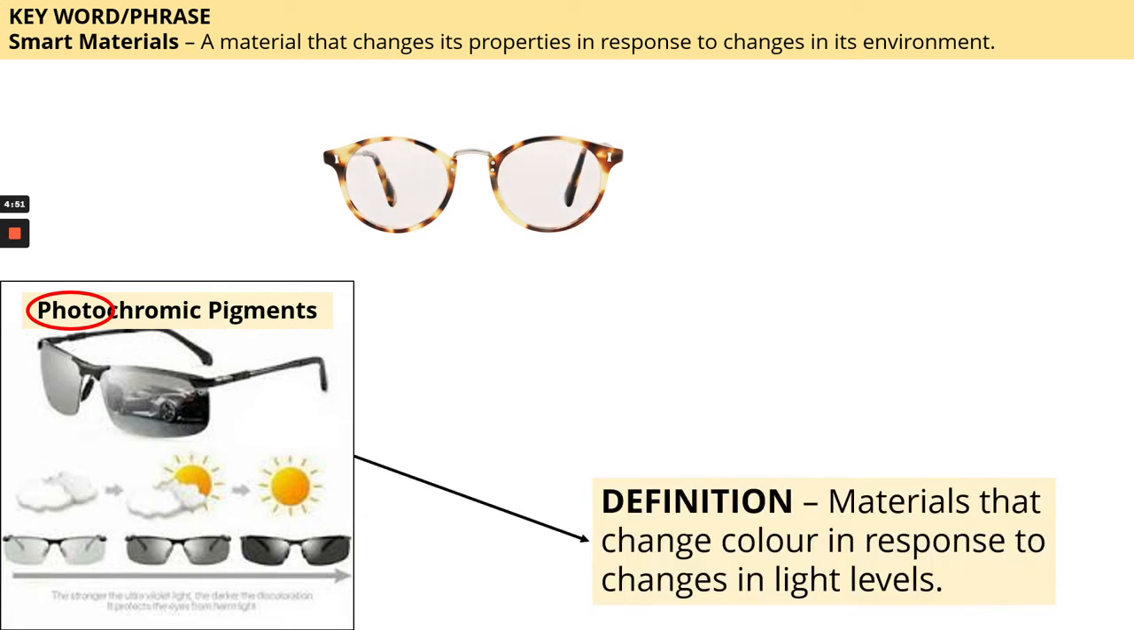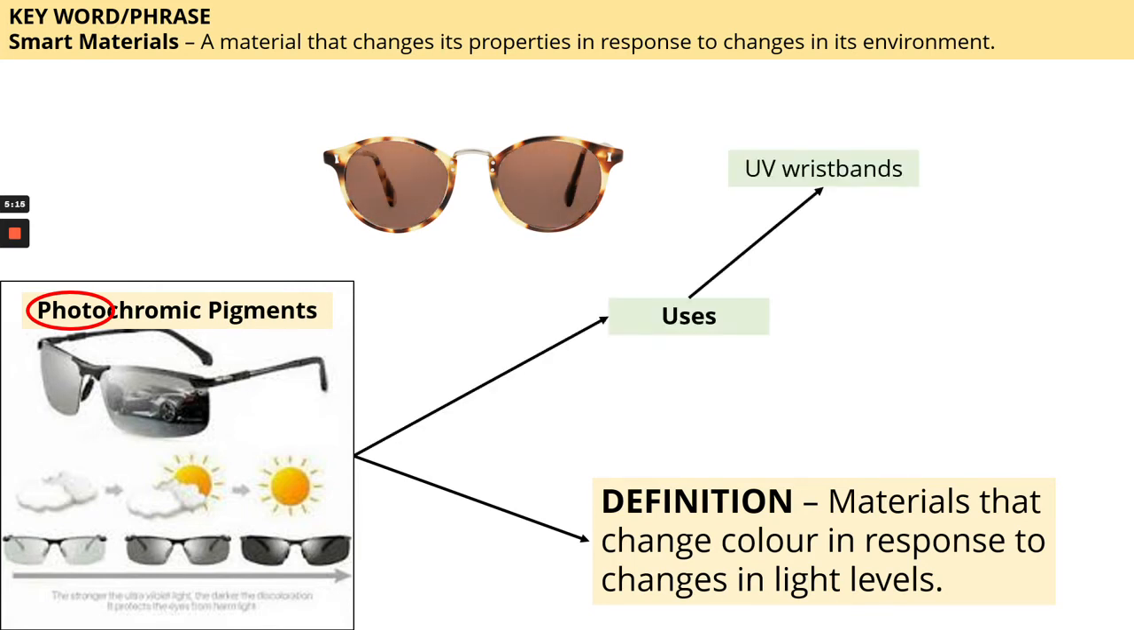So the definition for photochromic pigments is that they are materials that change colour in response to changes in light levels. So the lighter it is, the darker the pigment gets, the darker it is, the more transparent or lighter the pigment gets. So a common use for photochromic pigments are UV wristbands. They're like rubbery wristbands that go around your wrist, so that when you're on holiday you can see how much UV is being exposed to you at that time.